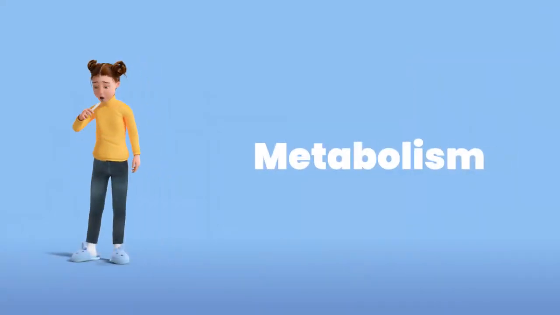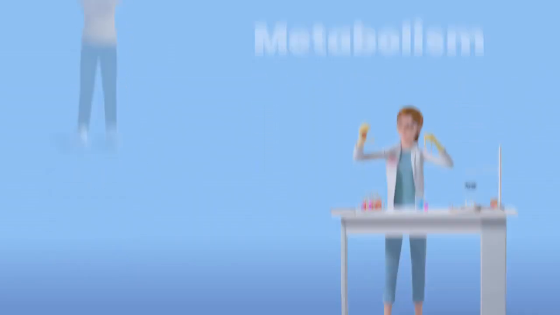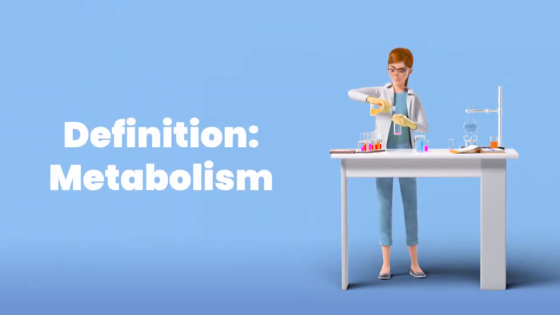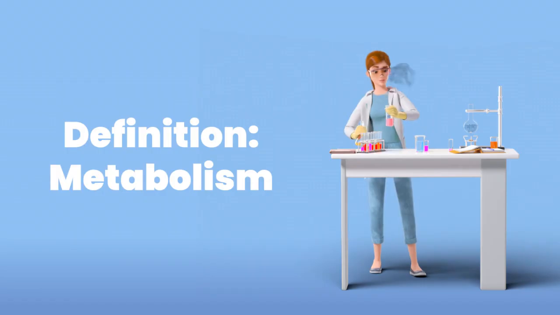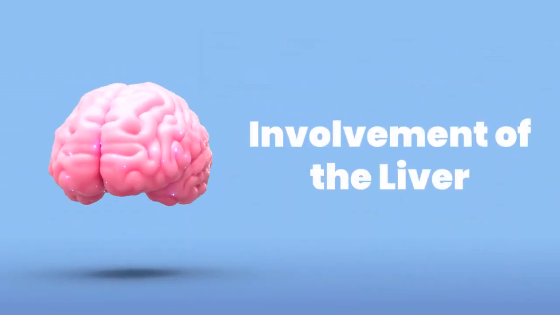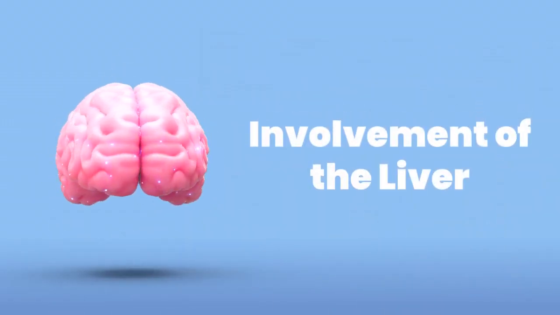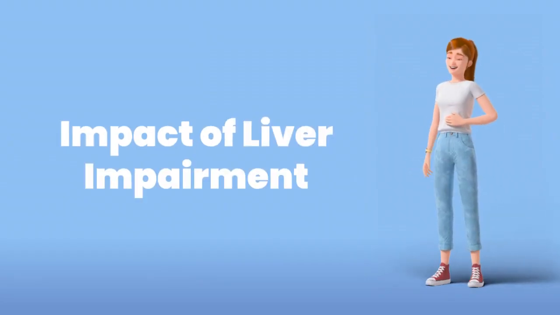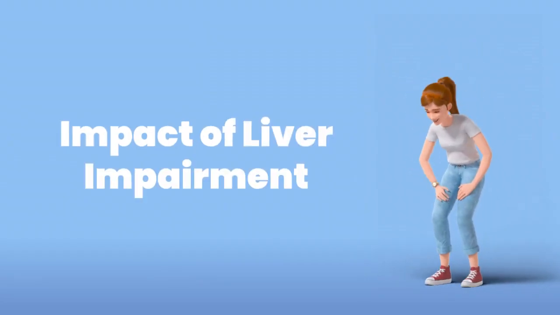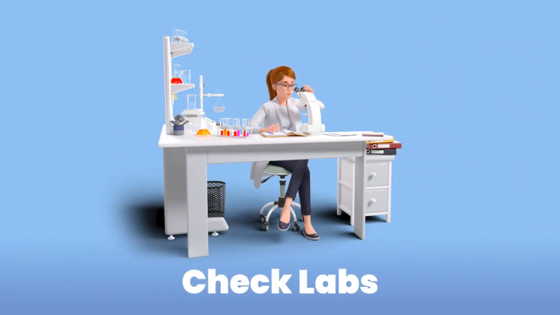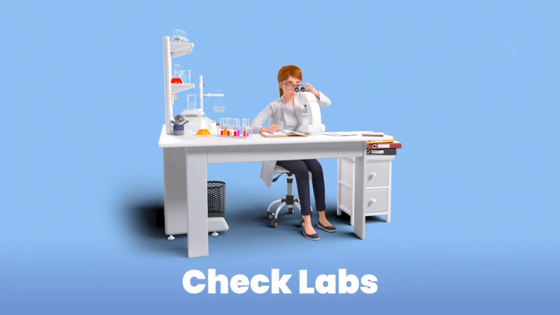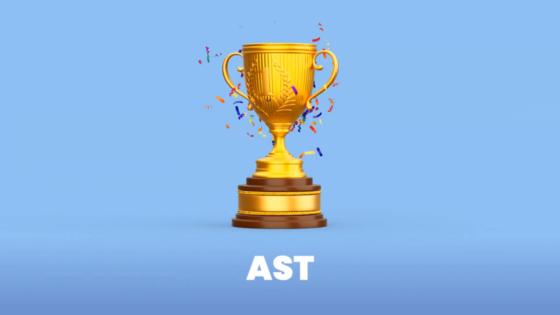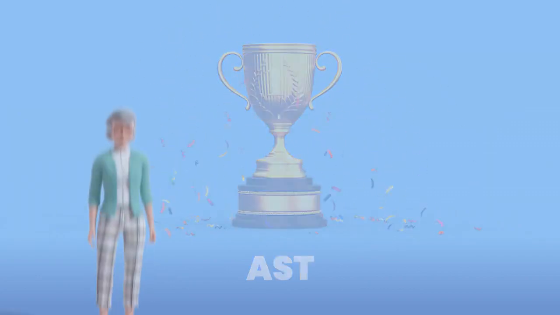Metabolism. Metabolism means drug breakdown. The liver is the primary organ involved. If the liver is impaired, drug metabolites accumulate. Check labs. AST, ALT.